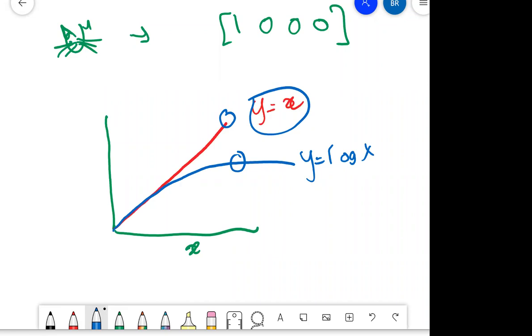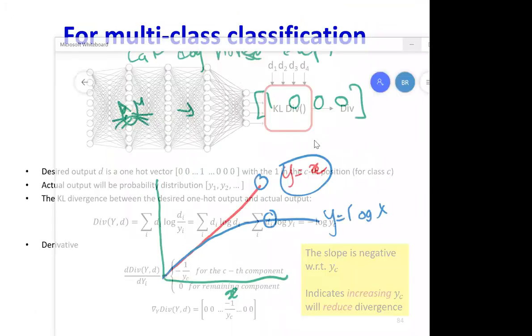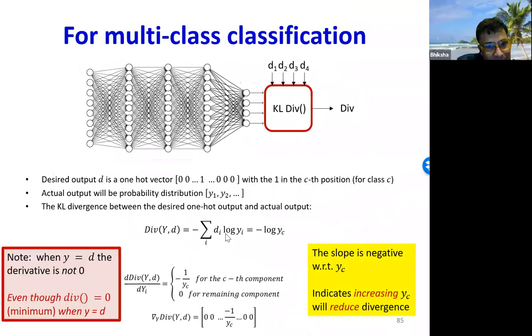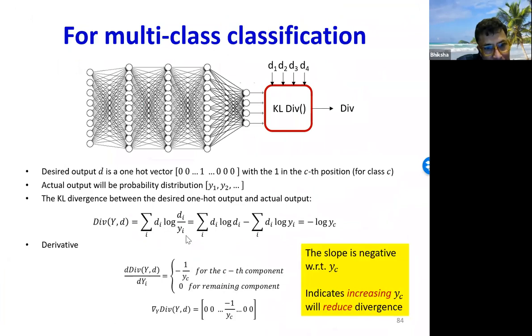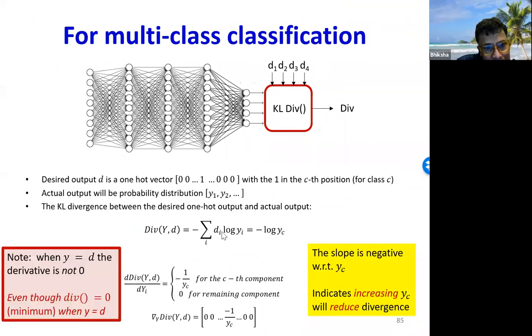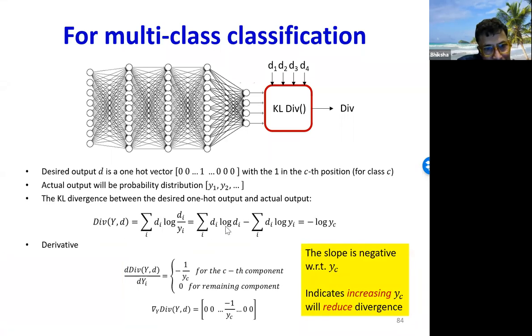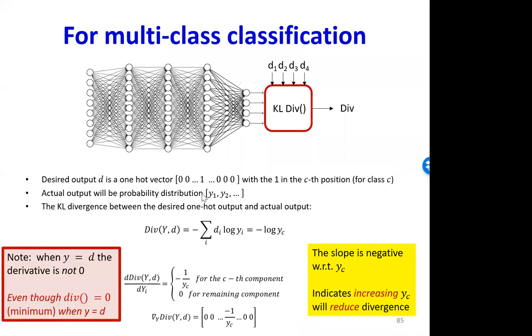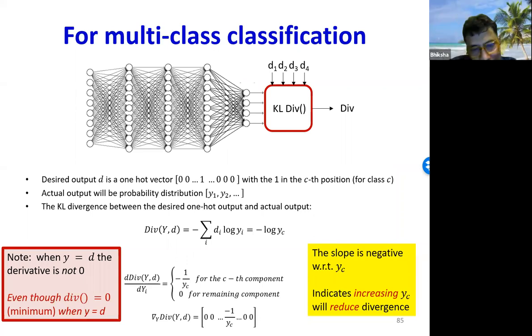Sorry, what's the error you said that's on the slide again? This one, see this formula? It's di log di over yi. This is just di log yi. It should have been, there's this first term that's missing. I forgot to write it. So for the multi-class, oh, okay, I see. Yeah, that's a mistake.